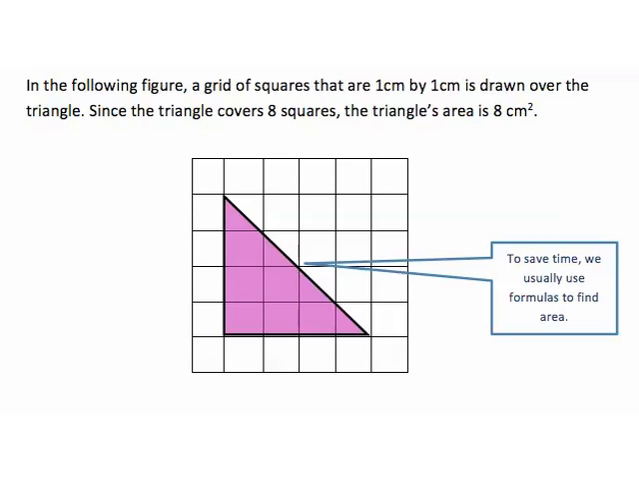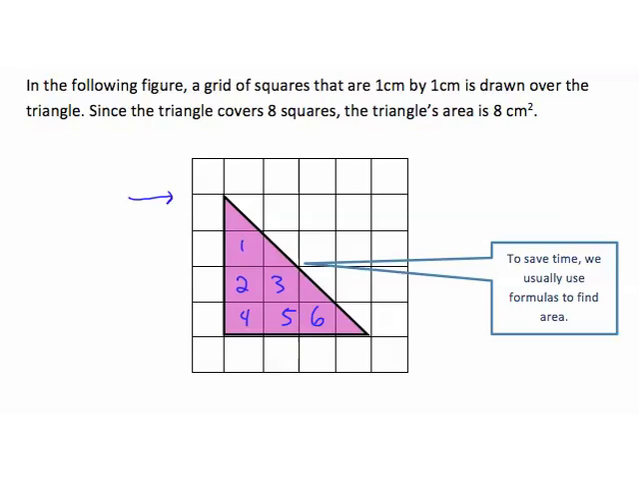Let's take a look at this triangle. We've drawn this grid of squares over this triangle here. And now one way that we can find the area is just to count up the number of square units that this triangle covers. So let's take a look. We have 1, 2, 3, 4, 5, 6 full squares. So at that point we're looking at 6 square centimeters.